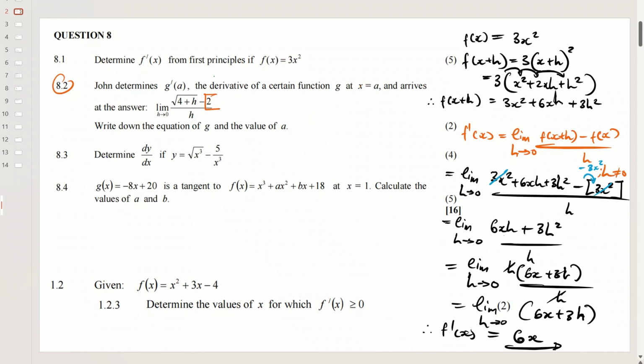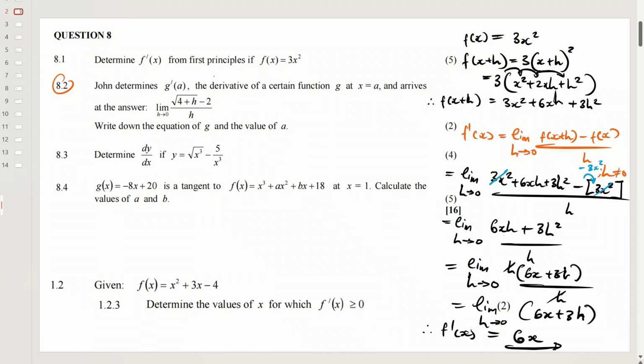So now this tells you this constant here. Again, they said at x is equal to a. It means now your a there is the constant. But this doesn't tell us now that a is 2. No, the a is not 2, but we are going to deal with that. I'm just telling you that this part has to give us the original function. So now let's write down the equation of g and the value of a.